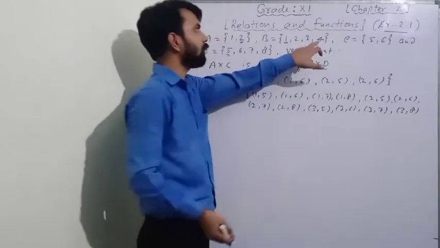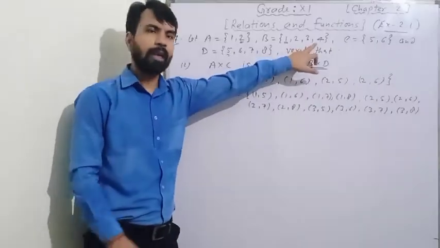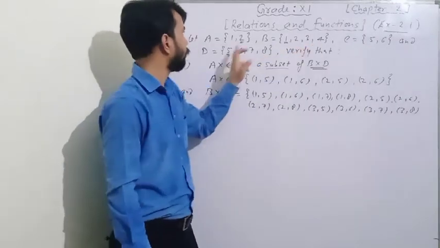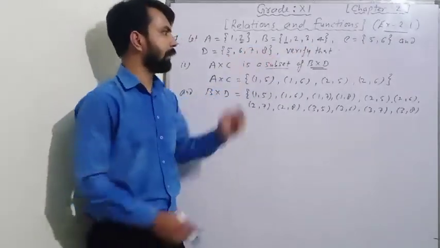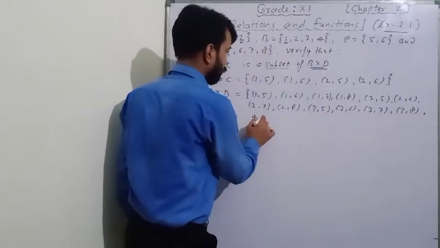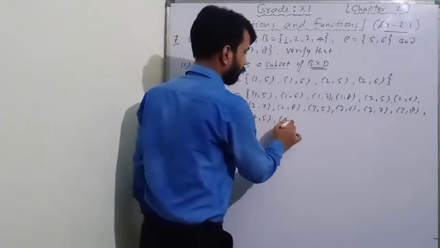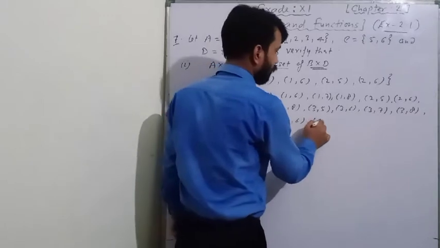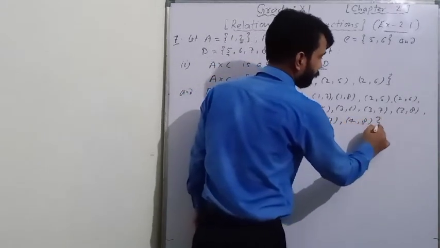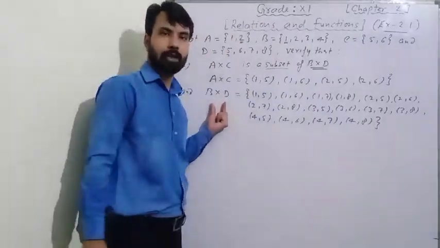Last element of B is 4. Now we will have to make the pair of 4 and all the elements of D. So 4, 5, 4, 6, 4, 7 and 4, 8. This is B cross D.